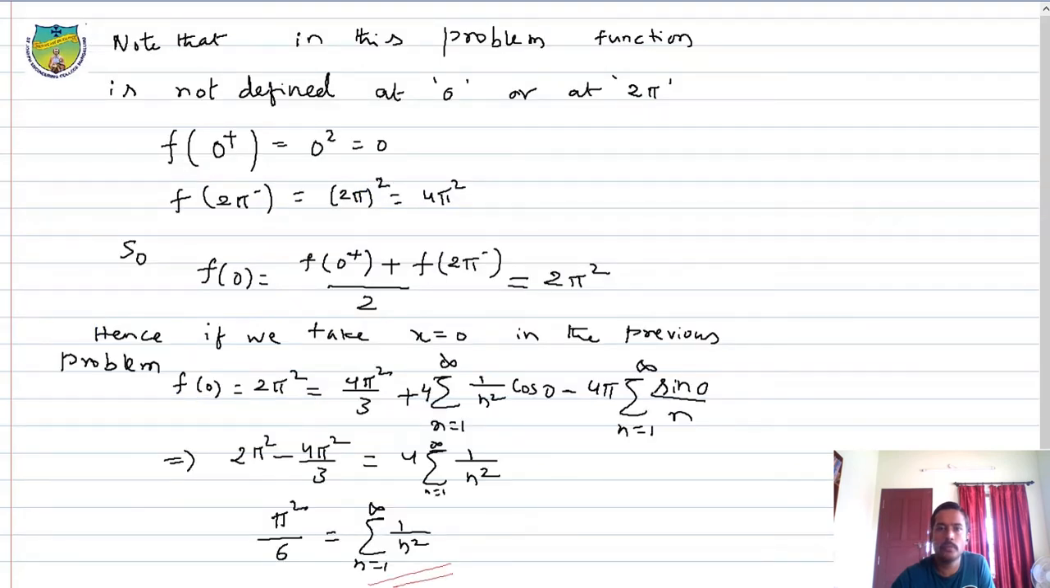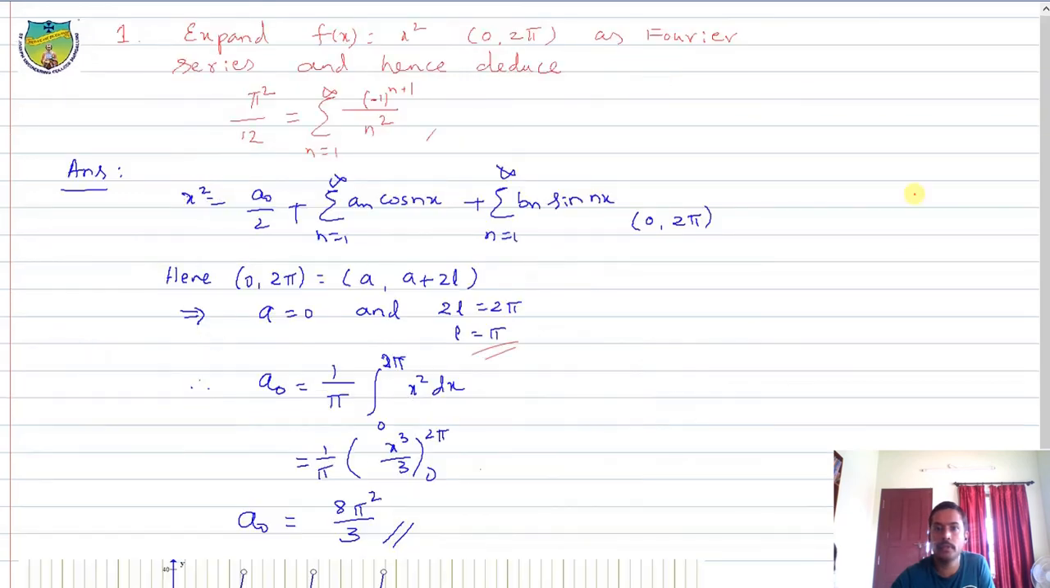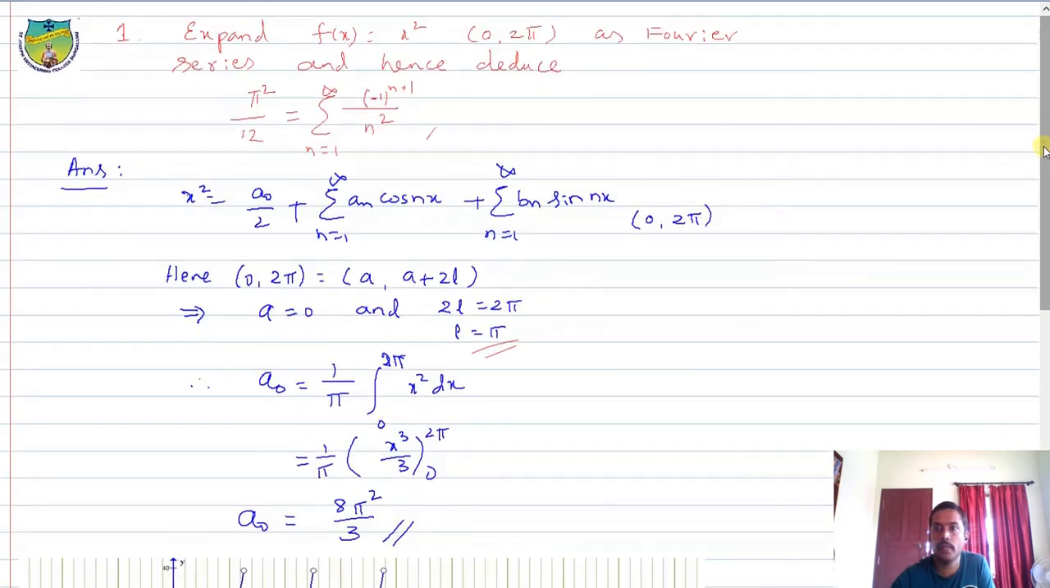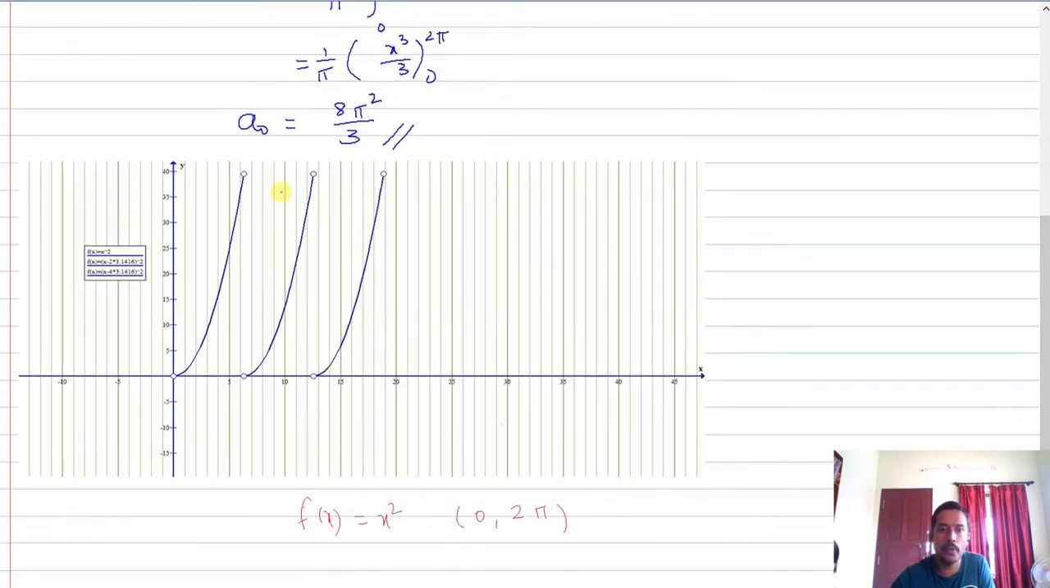We shall move on. Before moving to the next one, note that the function is not defined at the point 0 or 2 pi. So I'll just show you the graph of the function. If you take the function exactly at 0 or at 2 pi, there is a discontinuity here. There is a discontinuity here, there is a discontinuity at 4 pi, etc. At 0 also there is a discontinuity.